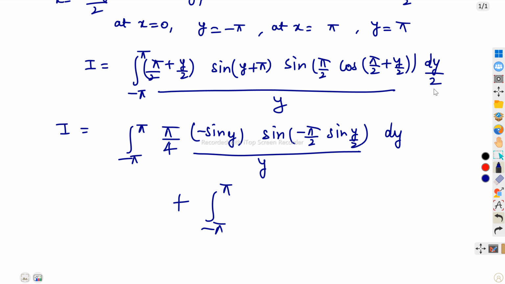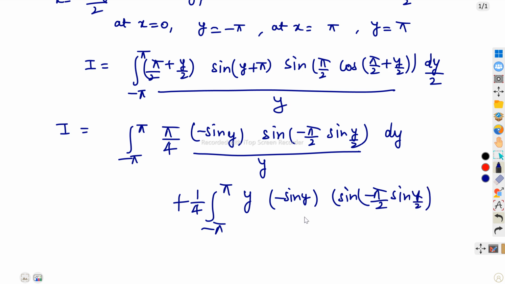And the second part of the integral is minus pi to pi, this is y upon 2 and this is 1 upon 2, so this is y upon 4. So 1 upon 4 we take outside the integral. So this is y, and again minus sine y, sine(minus pi by 2 sine(y upon 2)), and this is y dy. This y gets cancelled, and we know that sine(minus theta) equals minus sine theta, so this is a positive quantity, and this is also a positive quantity.